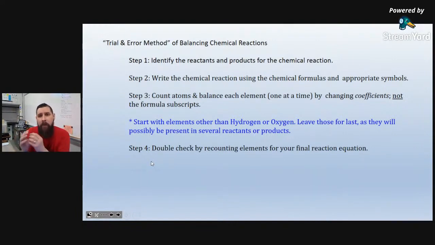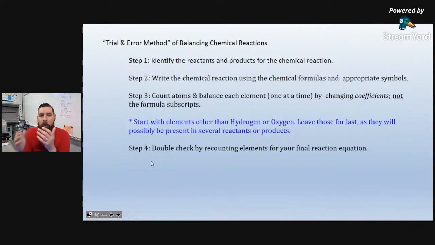And this is where you have a written out statement. For example, hydrochloric acid reacts with sodium hydroxide to produce water and sodium chloride. You would have to take that sentence structure and determine what are your reactants, what are your products. And once you've done that, then it's step 2, where you're going to write out that chemical reaction using appropriate chemical formulas and appropriate symbols.